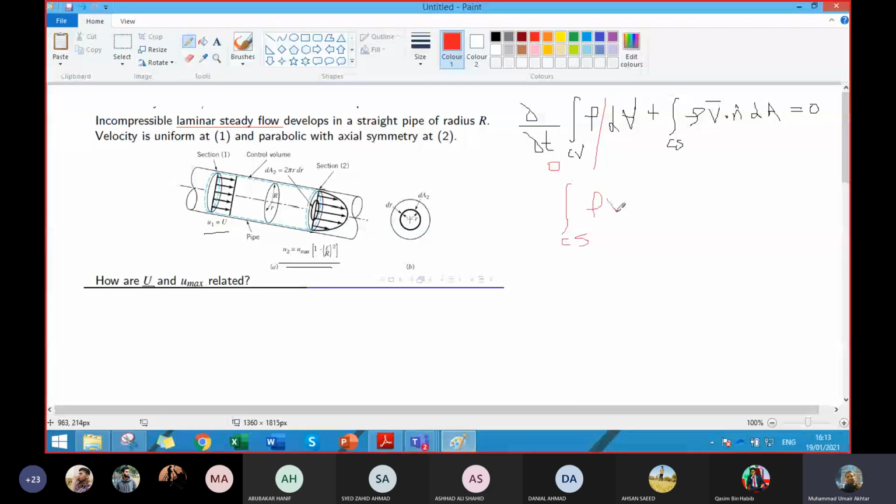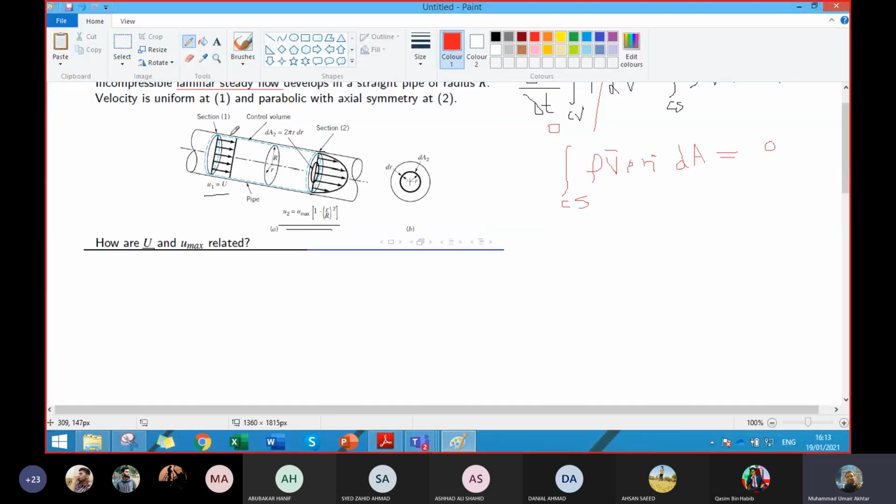Now we have two control surfaces. This blue dashed line represents your control volume. Section one is acting as the inlet, and section two is acting as the outlet. At section one, the velocity is fixed and the area is also fixed, right? Yes, sir. So we can write the integral at the inlet as minus rho A1 into U1, which is basically capital U, right?